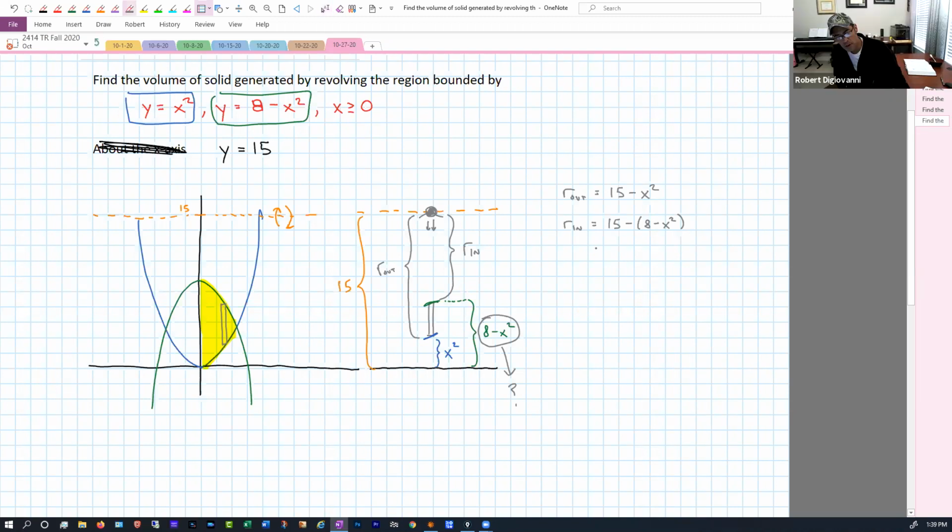Now I can clean that one up a little bit. That's going to be 7 plus x squared. That's what that is when I put that together, right? 15 take away 8, then minus minus is plus. Everything else is the same. So the integral becomes pi times the integral, still from 0 to 2, of the outer radius, which is 15 minus x squared, minus the inner radius, which is 7 plus x squared, dx.